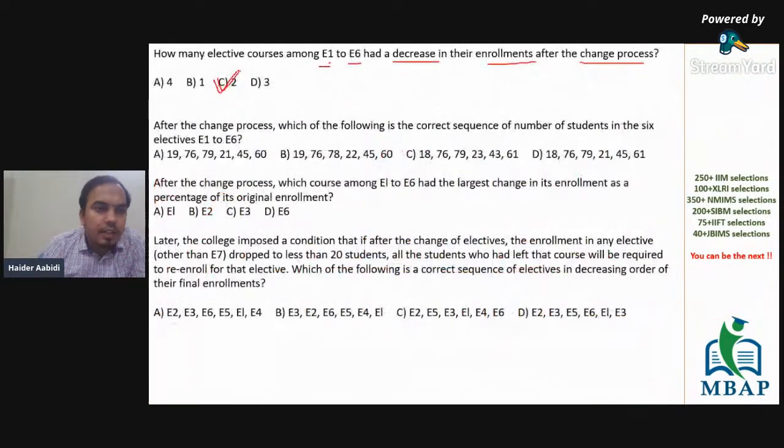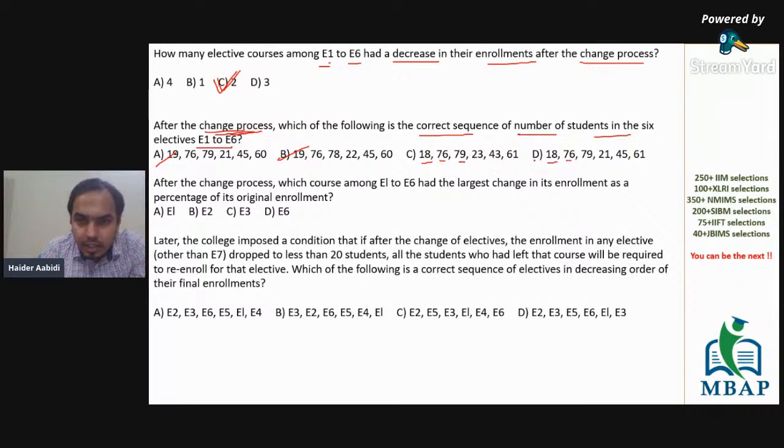Next question. After the change process, which of the following is the correct sequence of the number of students in the electives? Pretty simple question once you have cracked the entire thing. So E1 to E6. The correct sequence, after the change process, is where we're looking at column wise. So 19 is not there. It starts with 18, 76.